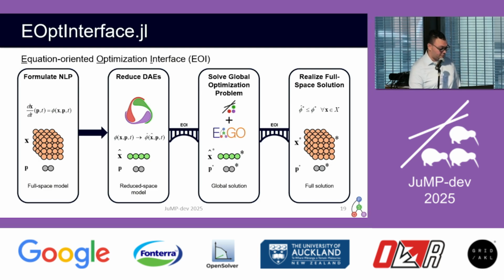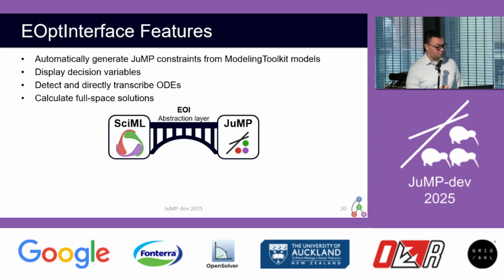I have just an overview of some of our features. We automatically generate the constraints, and then obviously we need some sort of direct transcription for ODEs. You need some way to deal with ODEs essentially, but I'll talk about that in a bit. And then we also have something to display decision variables, because we want to know which variables ModelingToolkit has left in the model, so we know what bounds to use when we're making our JuMP model.